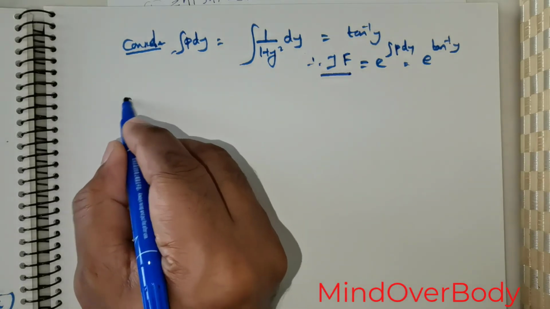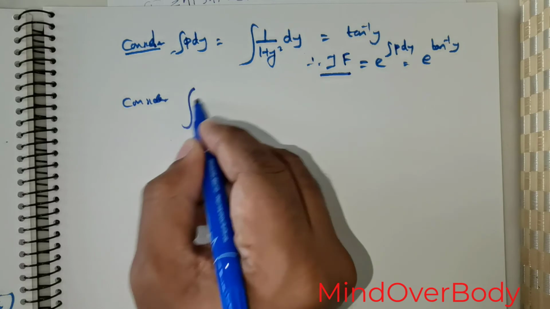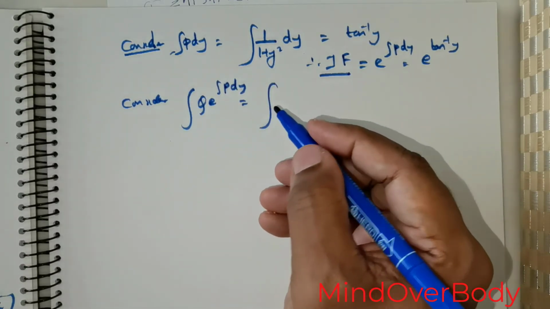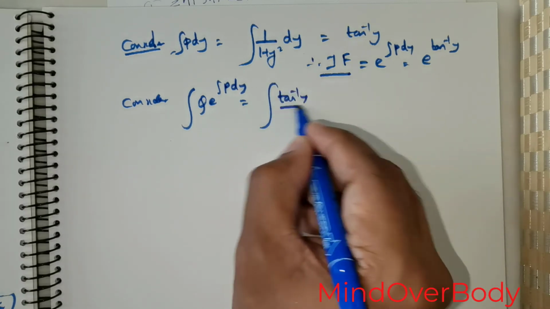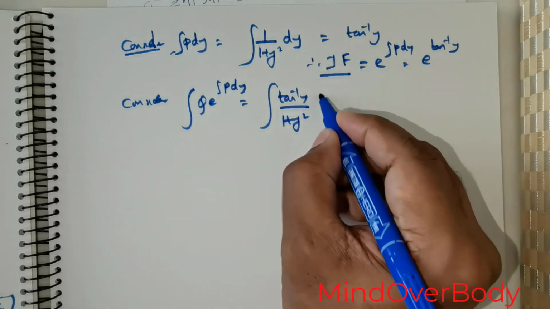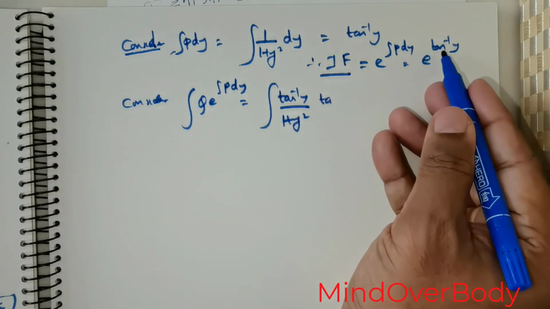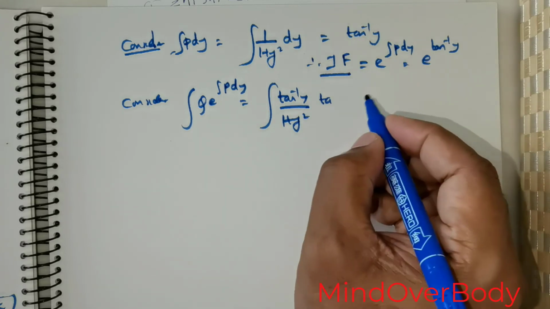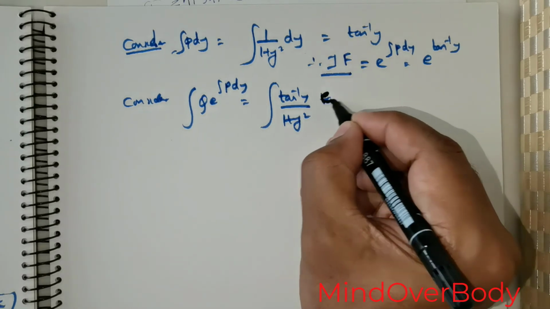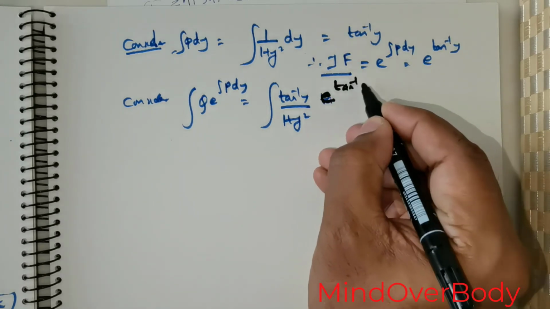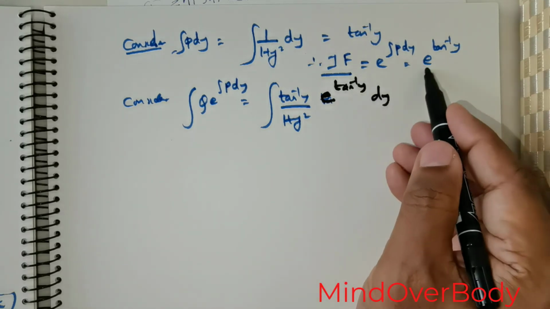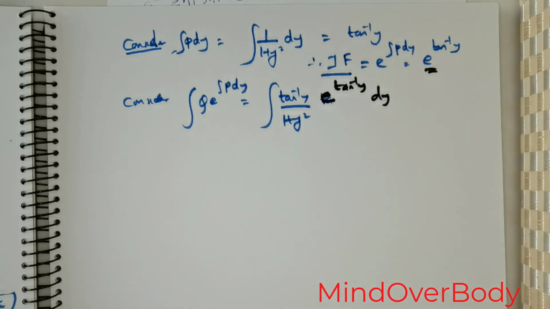Now let us consider integral q times e raised to the power of integral p dy, which is nothing but the integral of my q, tan inverse of y divided by 1 plus y squared, times e raised to the power of integral p dy, which is e raised to the power of tan inverse of y. So we will have to substitute that. So it's going to be e raised to the power of tan inverse of y times dy. Right? I need to give the integrating factor there.